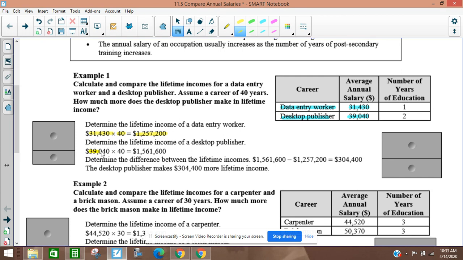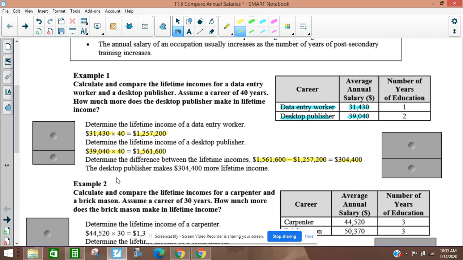Now the desktop publisher in 40 years makes $1,561,600. So once we get both products after multiplying times 40, we find the difference by subtracting the desktop publisher minus the data entry worker. And once we do that, notice that the desktop publisher will make $304,400 more in a 40-year working career.